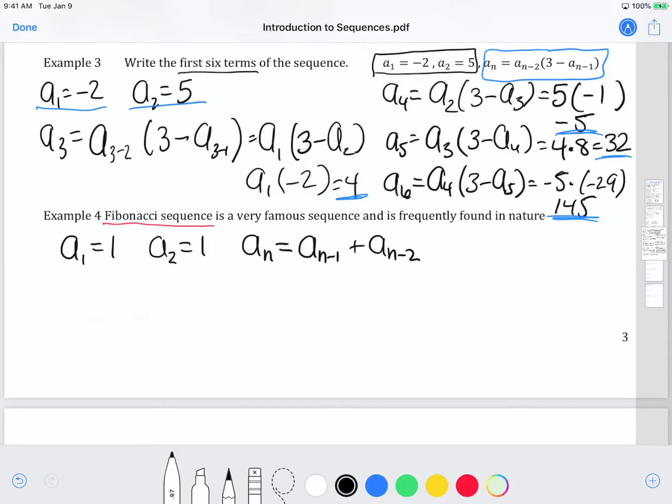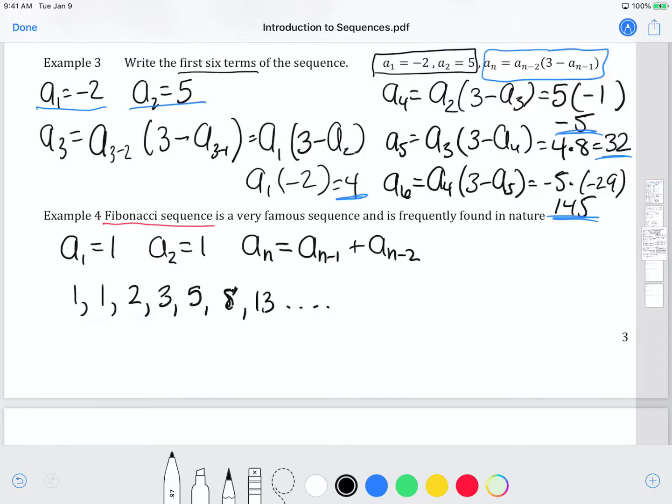So we would start off by saying the first term is 1, the second term is 1, and then to get the third term, you would add the first two together. So that would give me 2. To get the fourth term, I add the previous two together. So if I take 1 and 2, I get 3. Then to get the fifth term, I would add the previous 2. So I would get 5. And then I would get 8. And then 13, etc. So to get the next term, you add the previous 2.